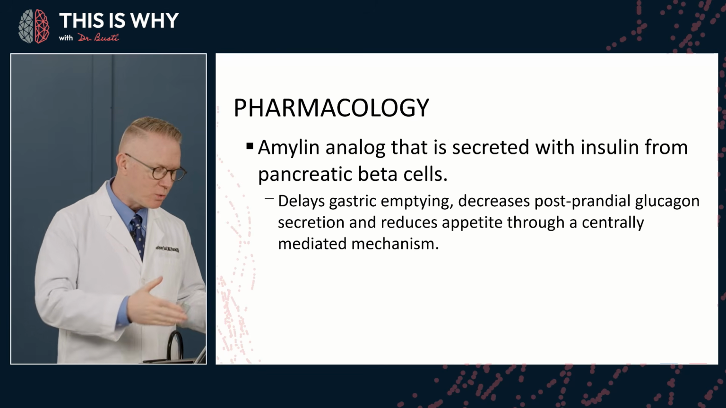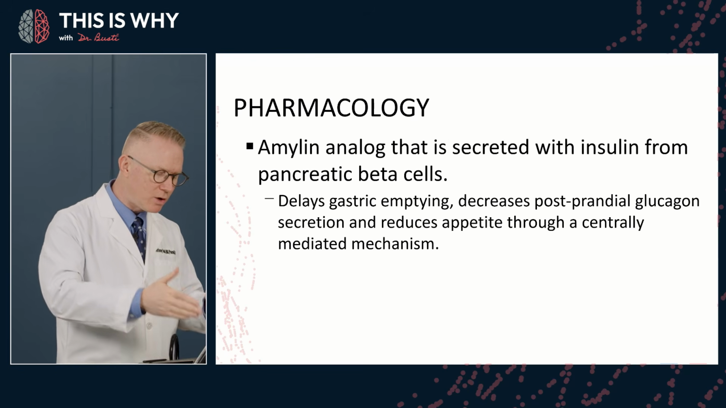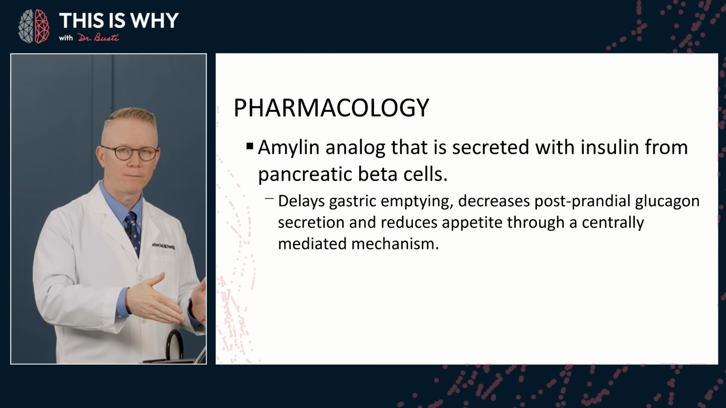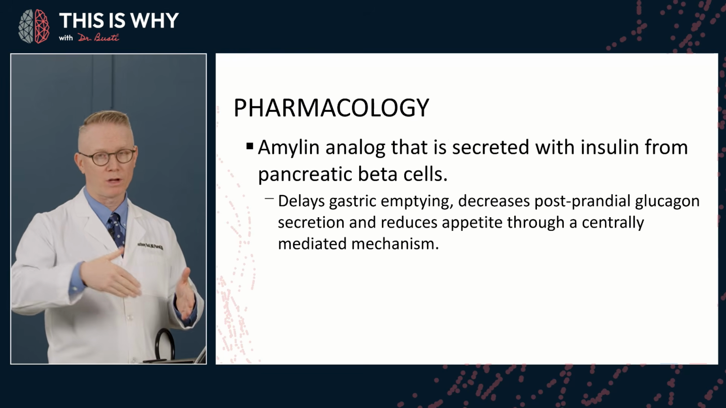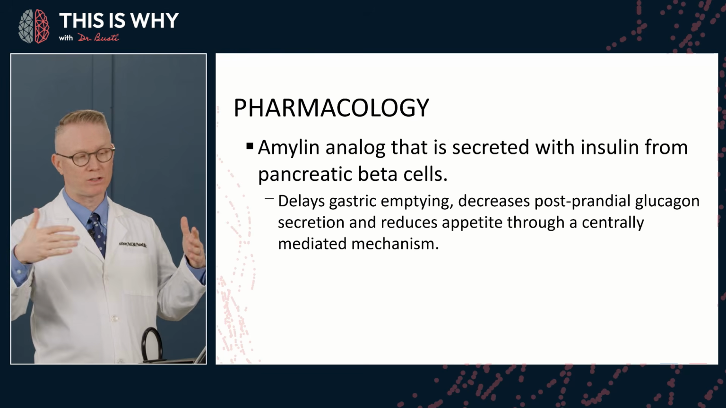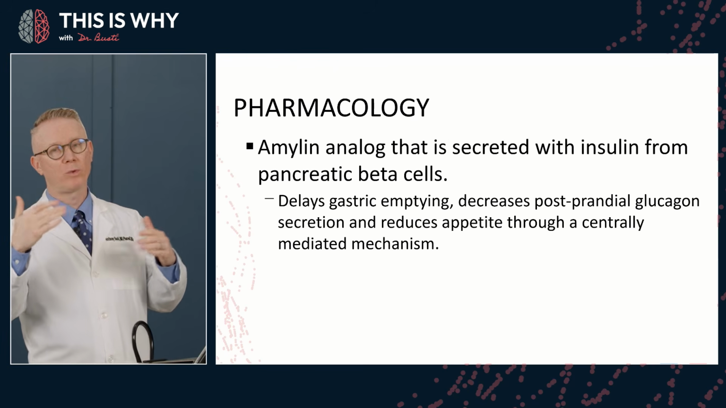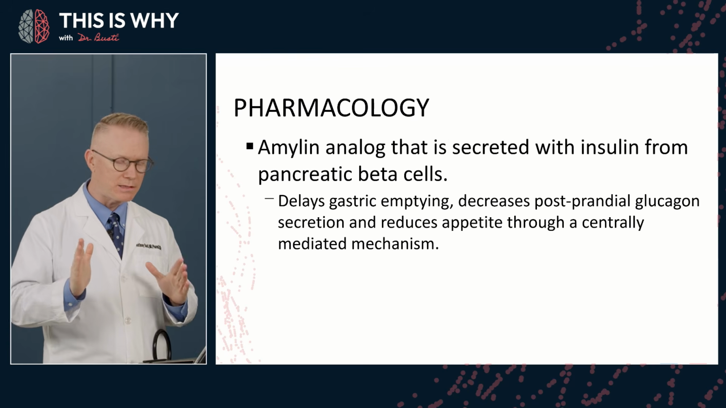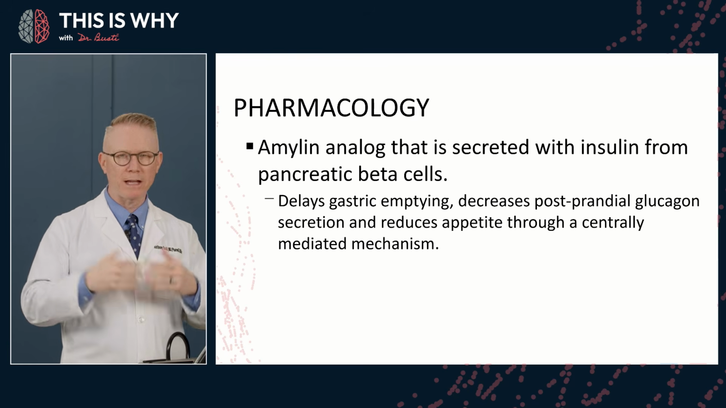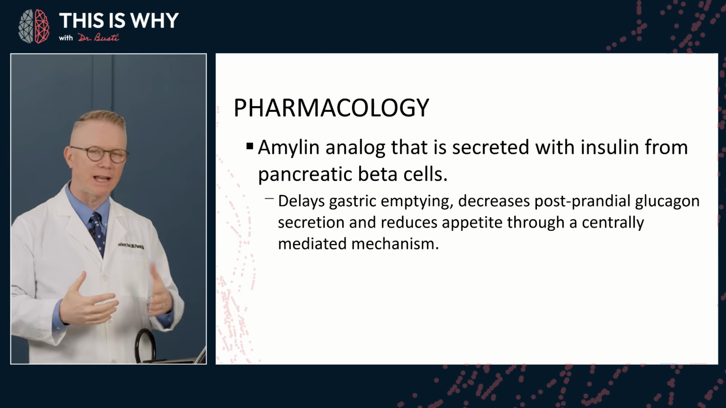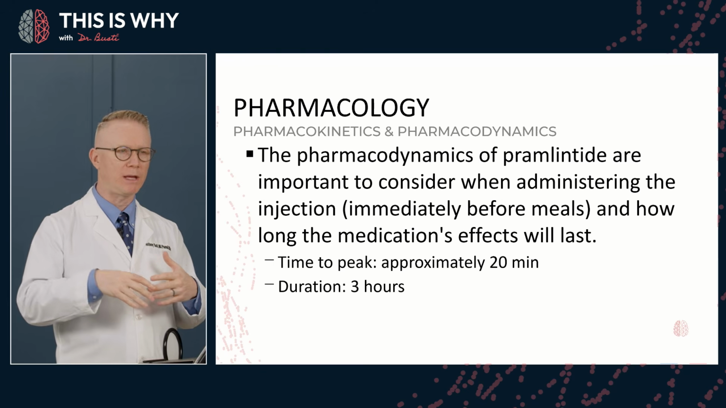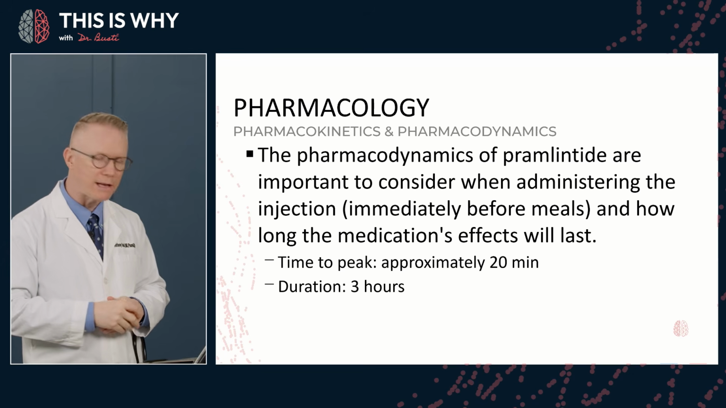Okay? So we have delayed gastric emptying, we decrease postprandial glucagon. Okay, so remember, glucagon would normally be released when we start to get low, and it's going to help raise the plasma glucose levels. So it could delay that. It reduces appetite through a centrally mediated mechanism. So our desire to eat is going to be changed as a result of that.